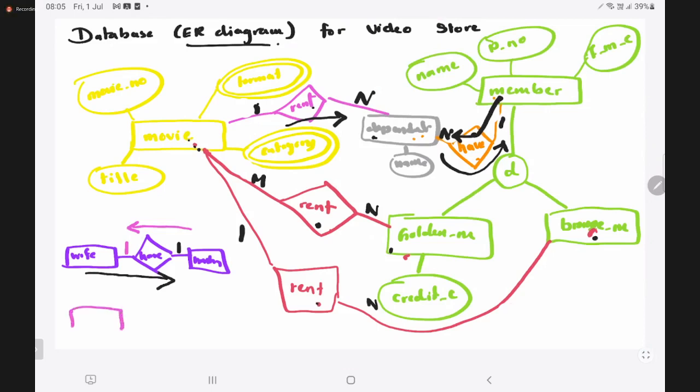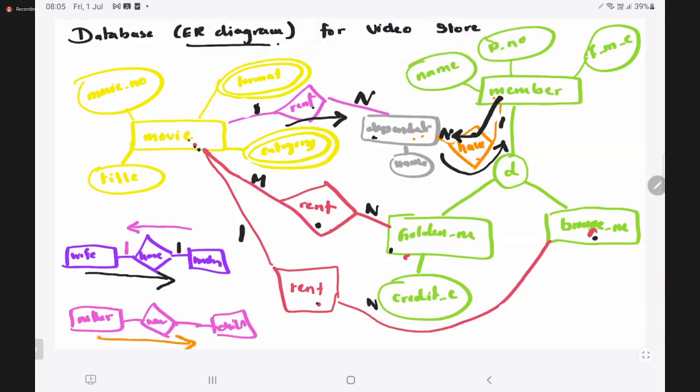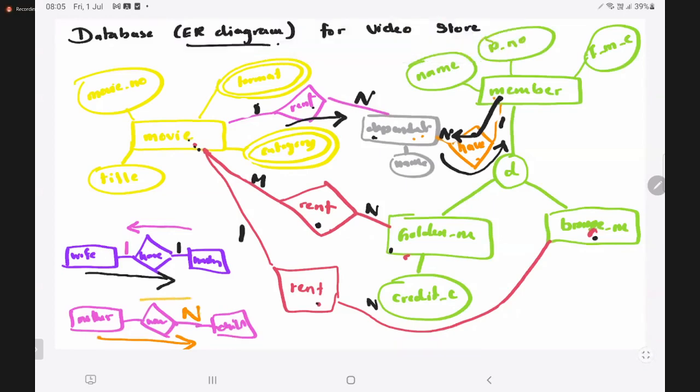Let's see another one. Mother have children. One mother can have more children. One child can have only one mother. Then therunada. Do you understand now? How they have to do in another? They say hatta tuna.